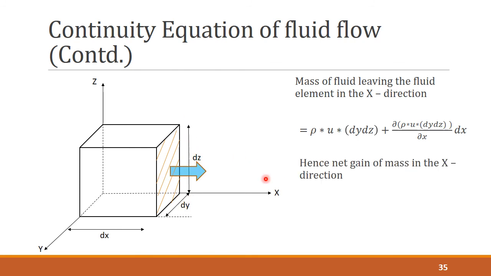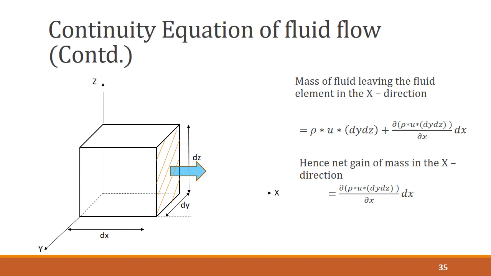So the net gain of mass in the x direction is given by simply dou x of rho u into dy dz into dx. This much amount has increased. When it initially entered and finally left, the net gain of mass as it was inside the control volume in the x direction is given by dou x of rho u dy dz into dx.